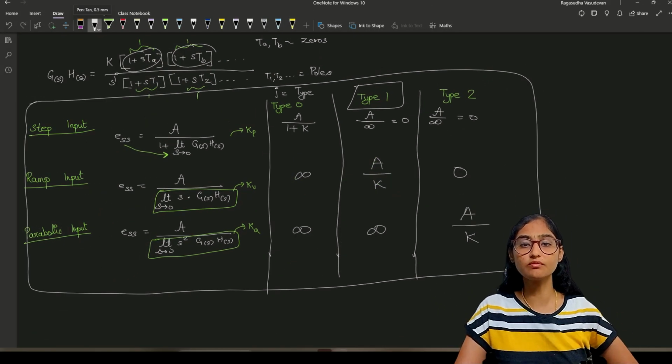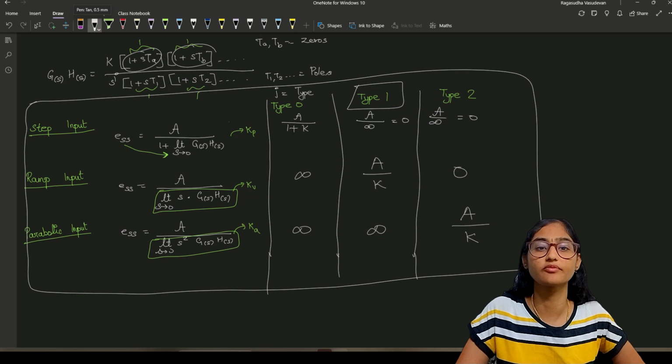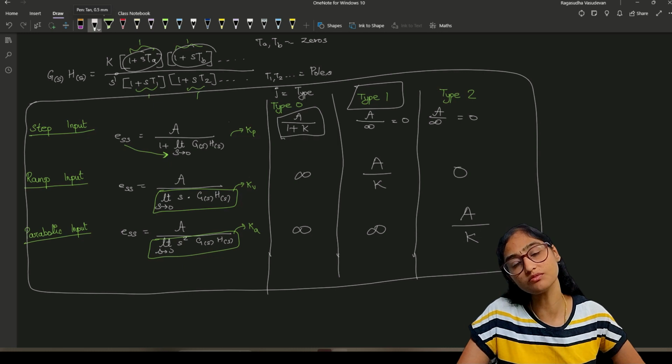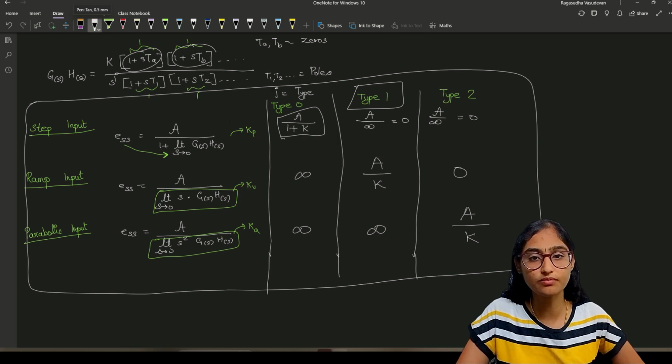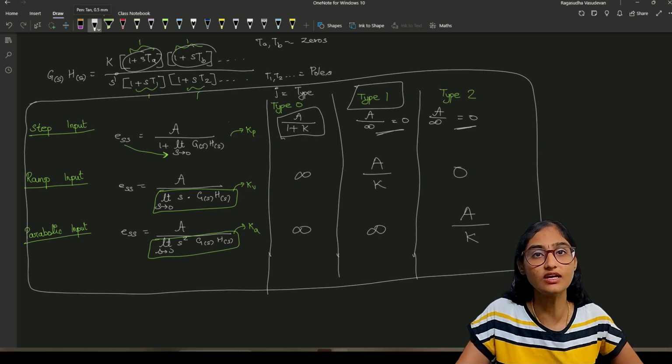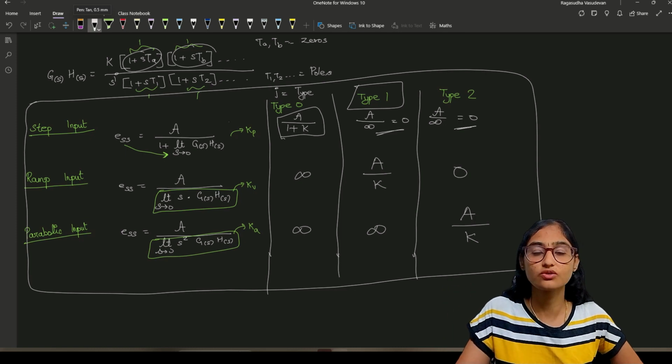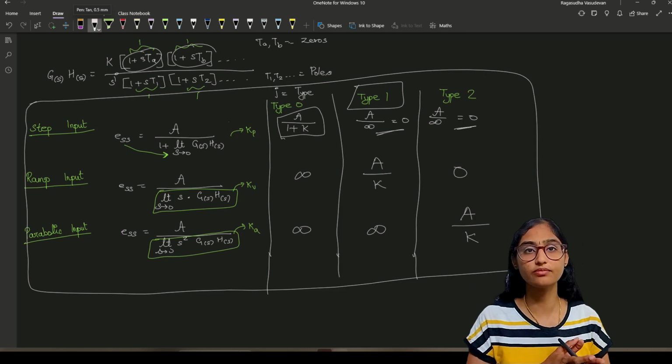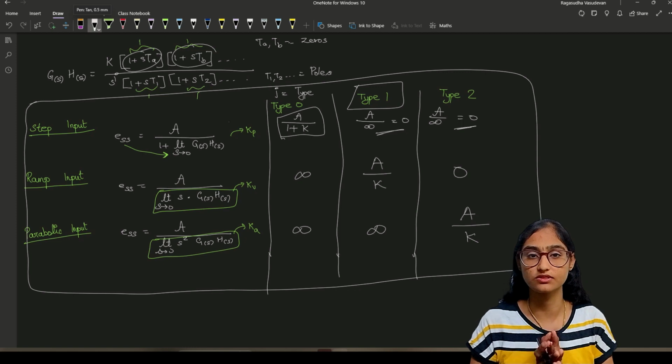So you just need to remember this table to solve problems. In short, for a type 0 system and unit step input, you will have a constant error. And for type 1 and type 2 systems, when you are supplying unit step input, you will have 0 error ideally, that is no error at all. So it is better to apply step inputs for type 1 and type 2 systems.